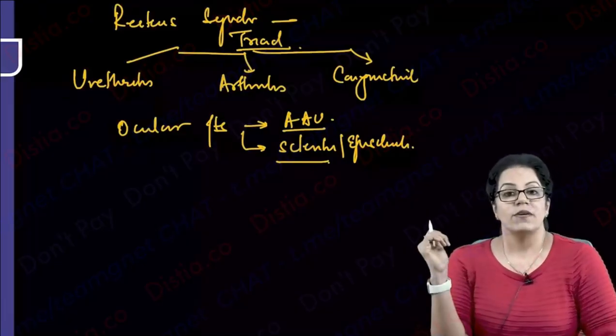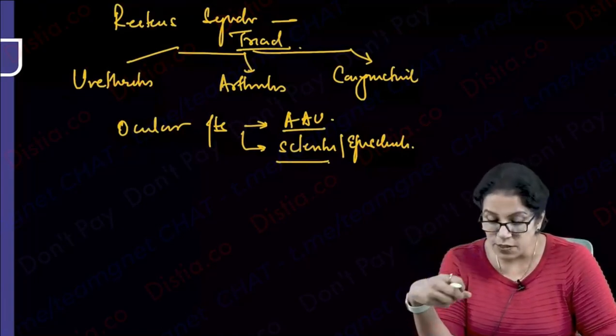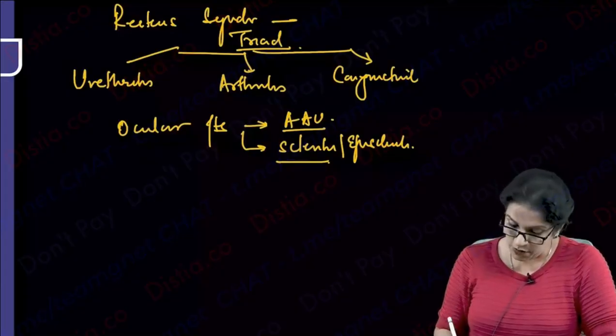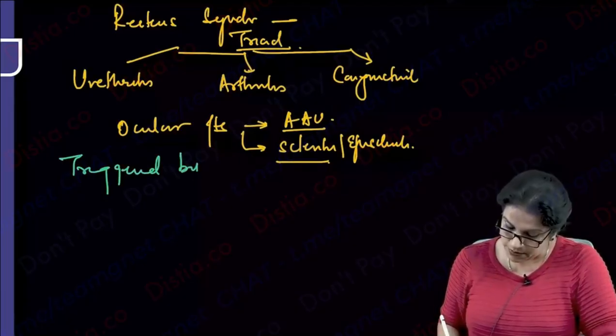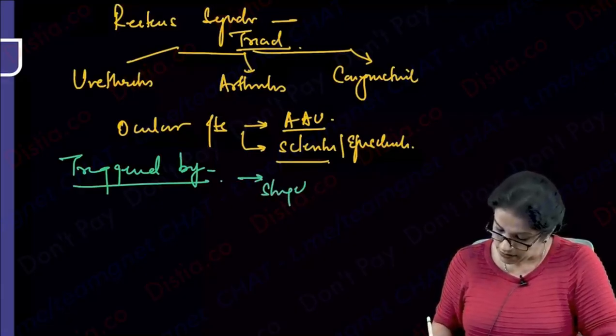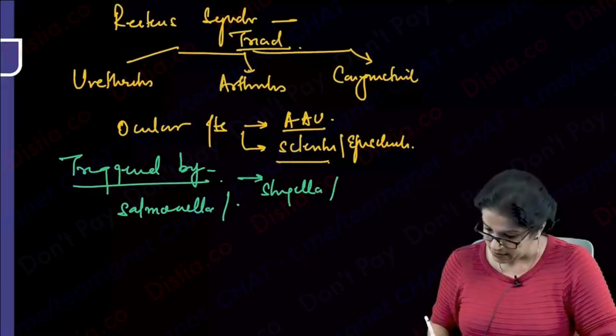Okay, so once we know this, generally Reiter's presentation is precipitated or triggered by some infection. So if you have to generally understand about Reiter's, the problem is triggered by either Shigella or Salmonella infection. Okay, or sometimes Campylobacter.